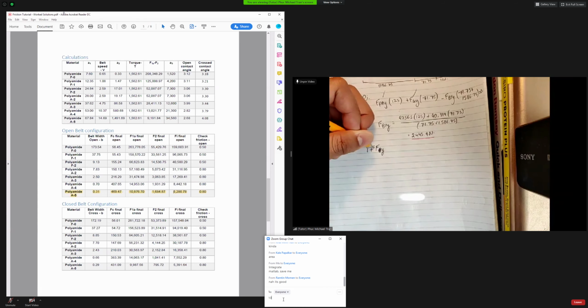Y. Sum of forces in the Y is going to be 0.